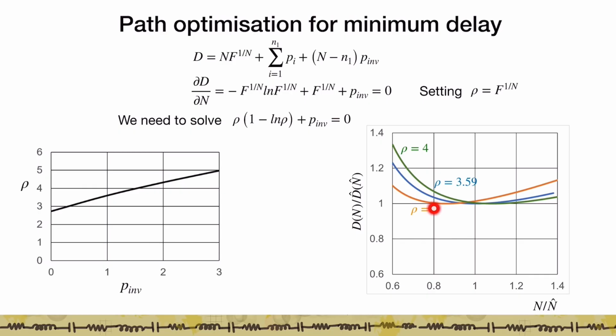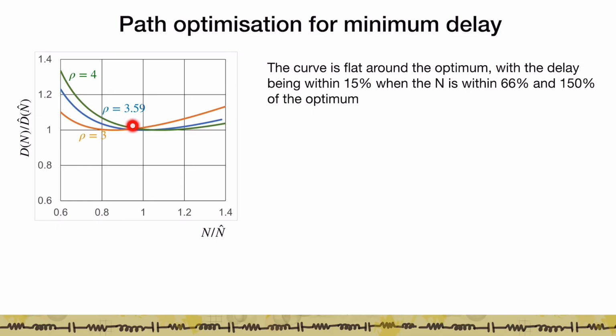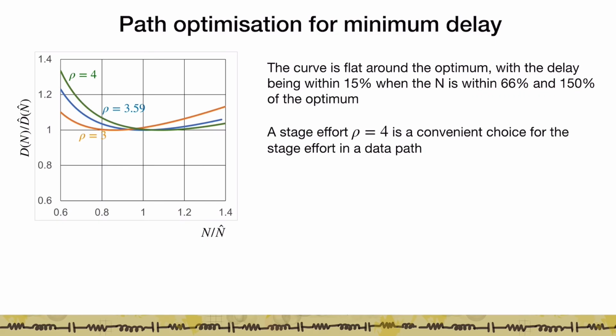So you see as rho varies from 3 to 4, around 3.6, which is where the optimum lies, you have a pretty slow varying function around a very large change in the number of stages. The curve around the optimum is pretty flat, and the delay is within 15% for a large change in n. What we do in this case is choose a stage effort of 4, just because 4 is a nice integer to keep in mind and it's a convenient choice. Between rho equal to 4 and 3.59, there isn't much of a difference in the value of the minimum function.